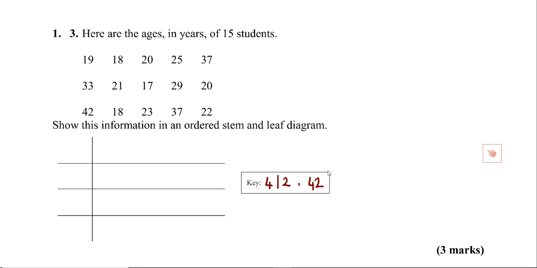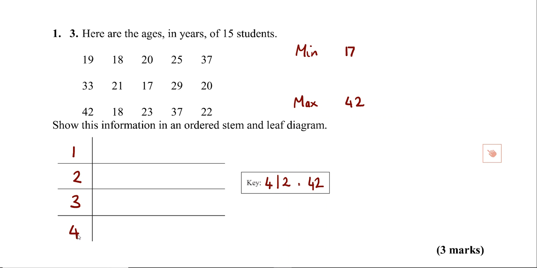Okay. All right. And then I need to look at what is my minimum value, what is my maximum value that I need to put into my stem and leaf. So what's the minimum number? 17. So the minimum is 17, the maximum is 42. Okay. So I look at my stem and I decide, well, I need 10s. My first 10 that I need is 10. Yeah. So we've got 1, 2, 3, and 4.